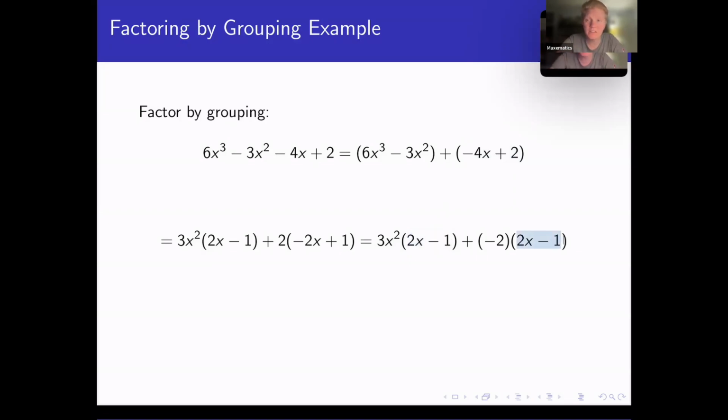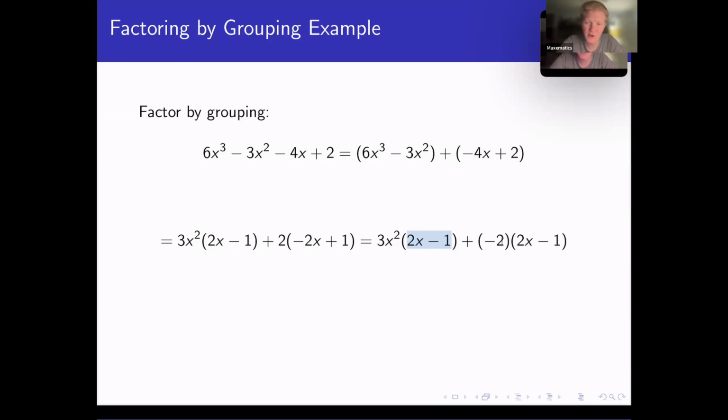Now, how we continue from here is technically this. It is the inside of the parentheses times everything left over. So our answer is 2x minus 1 times 3x squared minus 2, everything that was left over.